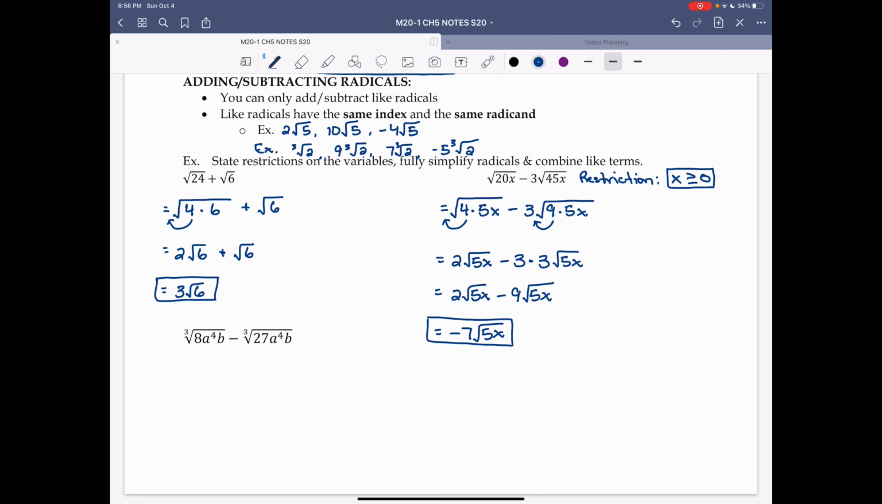Last one, the cube root of 8a to the 4b minus the cube root of 27a to the 4b. Restrictions: well, we have an odd index, therefore we have no restrictions, because we can have negative numbers under cube roots or fifth roots or any odd root. We want to simplify. What's the biggest perfect cube that divides 8? It's 8. 8 happens to be a perfect cube.